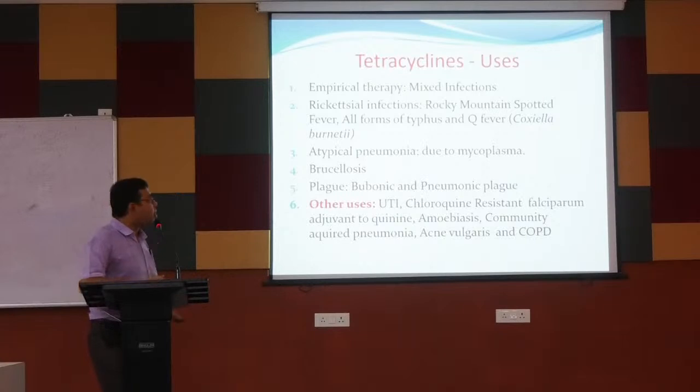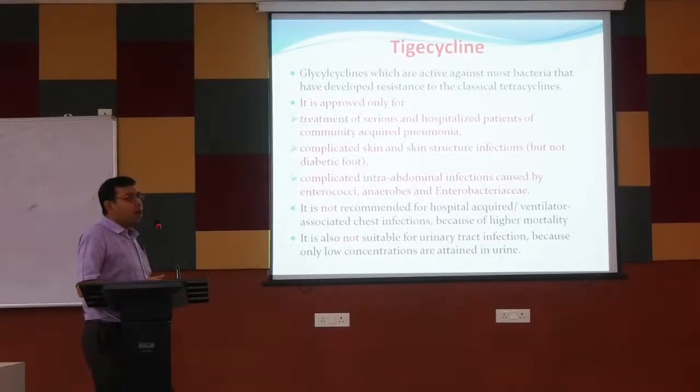So different types of infections are there: rickettsial infection, atypical pneumonia, brucellosis, plague, bubonic and pneumonic plague. In plague also it is an important agent. Apart from this, urinary tract infection, some falciparum malaria, amoebiasis, community-acquired pneumonia, acne vulgaris, COPD, it can be used. So these are the uses of the tetracycline.